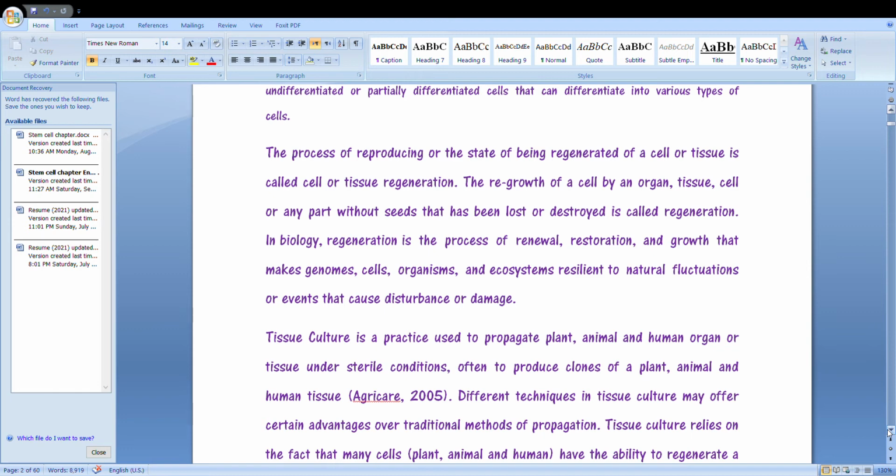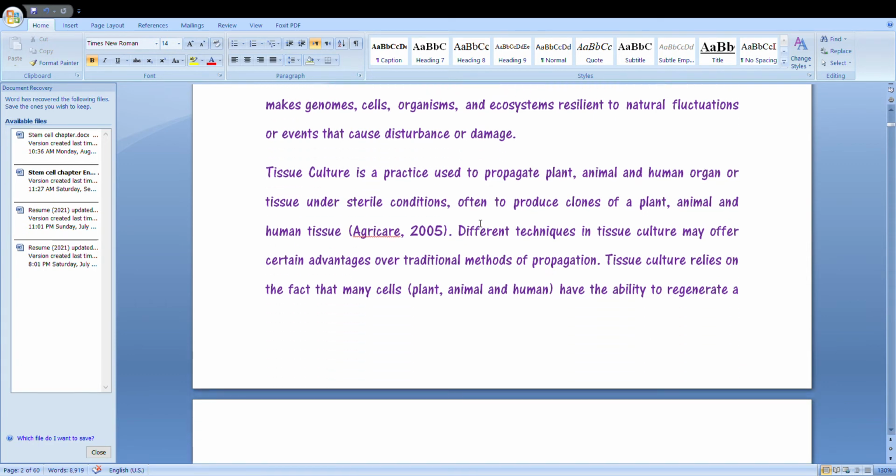In biology, regeneration is the process of renewal, restoration, and regrowth that makes genomes, cells, organisms, and ecosystems resilient to natural fluctuations or events that cause disturbance or damage. Here you can see the definitions.